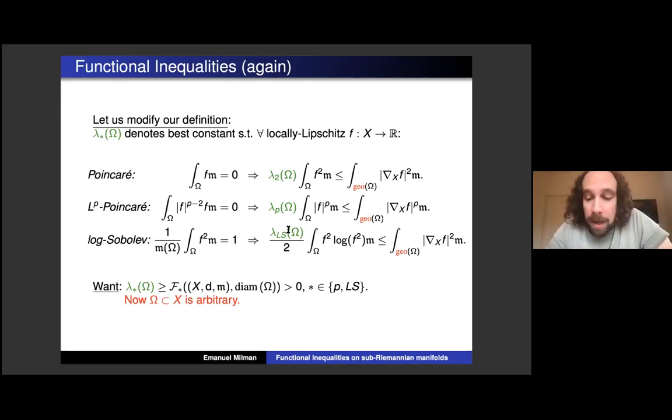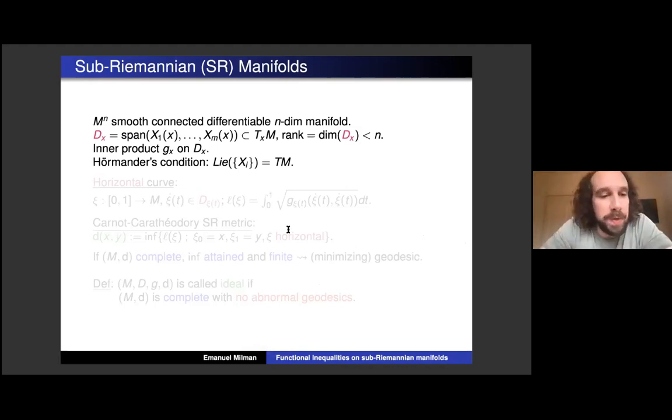Now, what do I mean by sub-Riemannian manifolds? Here's my one-slide crash course in sub-Riemannian manifolds. We start with a smooth, connected, n-dimensional differentiable manifold. The idea is basically that there are certain directions in which you're not allowed to move. The legal directions in which you're allowed to move are called the distribution. Formally speaking, the distribution is a sub-bundle of the tangent bundle. The rank of the distribution is the dimension of this distinguished subspace of legal directions. The interesting situation is when the rank is strictly smaller than the topological dimension n, so you really have directions in which you're not allowed to move.